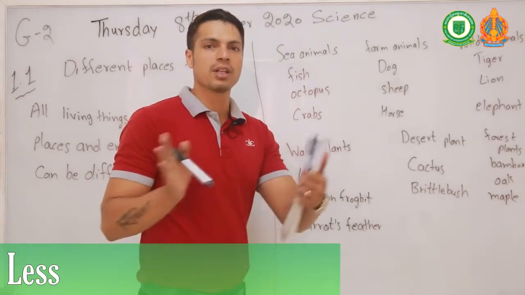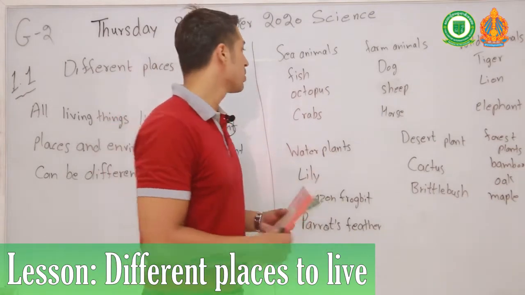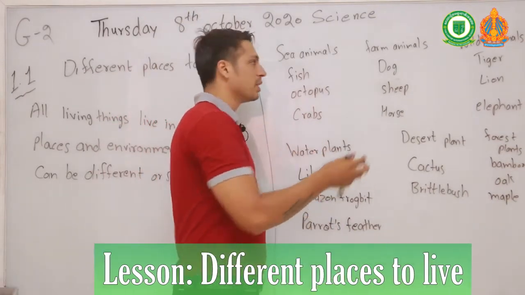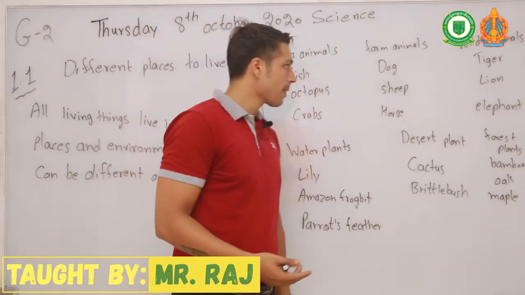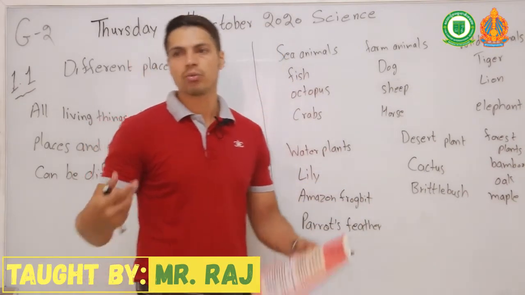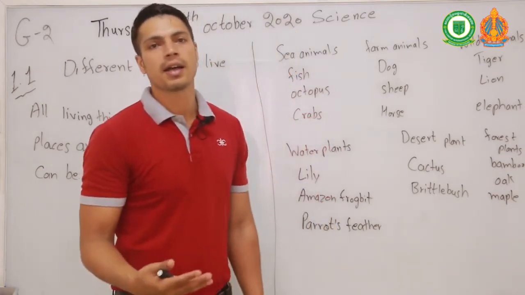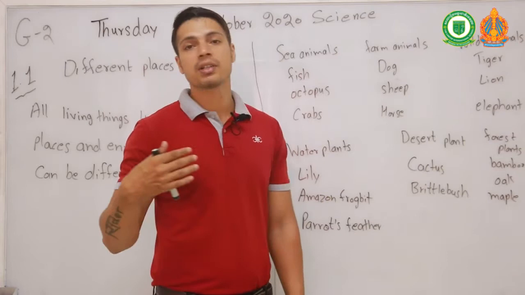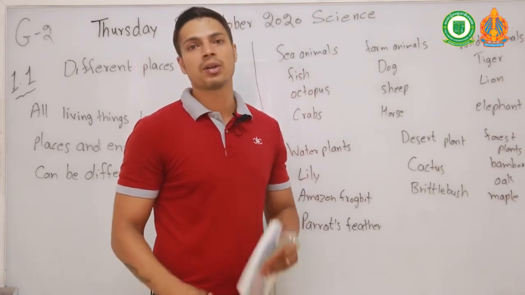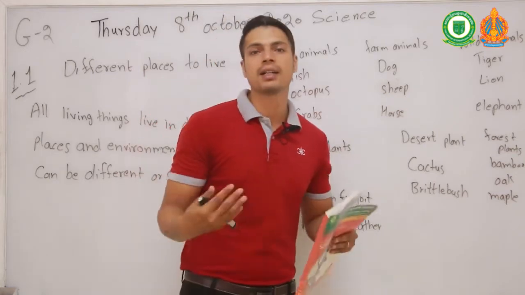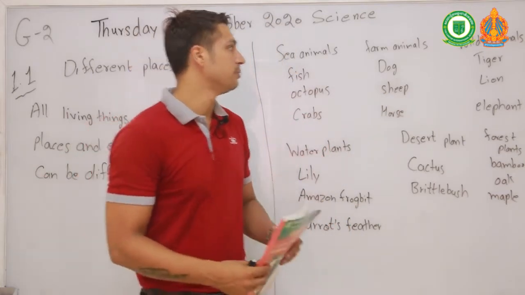So different animals, different living things need different places to survive. Sea animals in the water, farm animals on the ground. And a dog can survive, like we have pets. We keep dogs as a pet, and we keep cats as a pet. They can survive on the ground, because that's the ideal environment condition for them to survive.